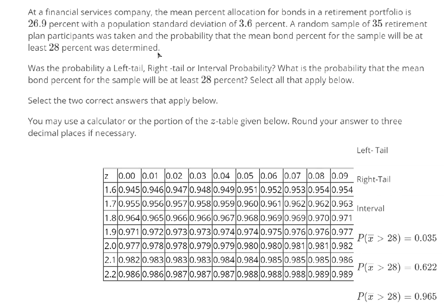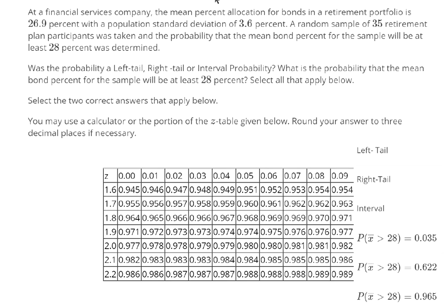At a financial services company, the mean percent allocation for bonds and retirement portfolio. Holy cow, I'm falling asleep already. Let's just jump to the bottom line, then we'll try to read back. What is the probability of a left tail? Was the probability a left tail, right tail, or interval probability?